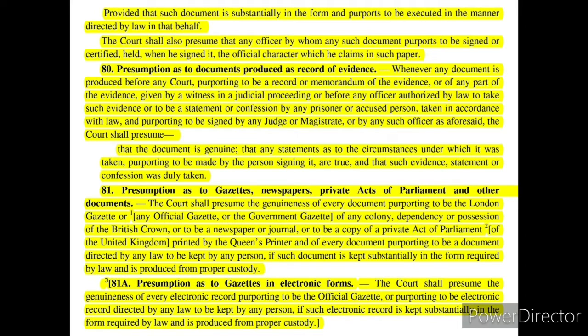Section 81A talks about presumption as to gazettes in electronic forms. So the court shall presume the genuineness of every electronic record purporting to be the official gazette, or purporting to be an electronic record directed by any law to be kept by any person, if such electronic record is kept substantially in the form required by law and is produced from proper custody. So if it is kept by a legal person who was by law supposed to keep the electronic record, and if it was produced from proper custody, then the court will presume the genuineness of every such electronic record that is purporting to be the official gazette.